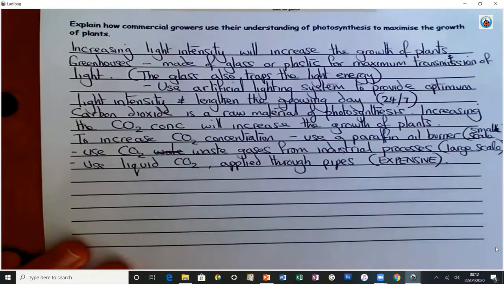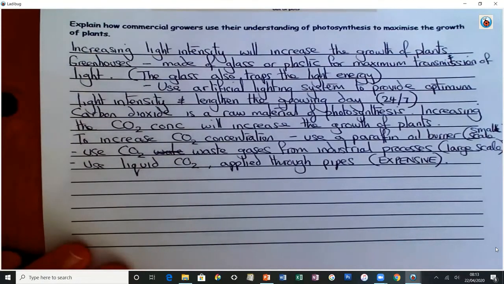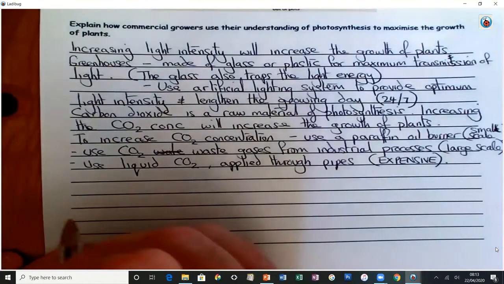Let's look at our third limiting factor now, temperature. So what do we know? We know that increasing temperature increases the rate of photosynthesis and therefore growth. But we also know if the temperature gets too high, enzymes will denature and growth will slow, or the plants will die because photosynthesis will stop. So let's note that down.